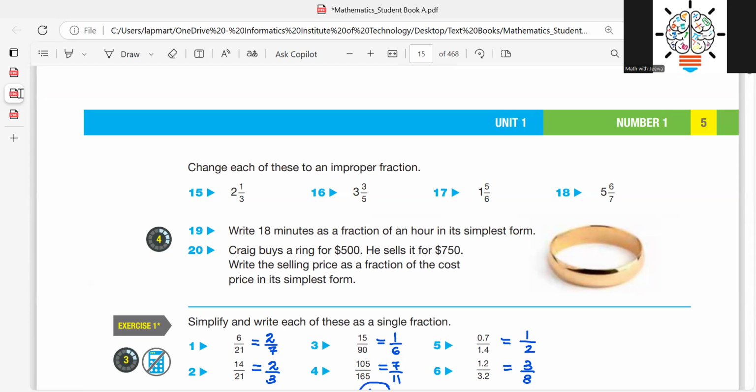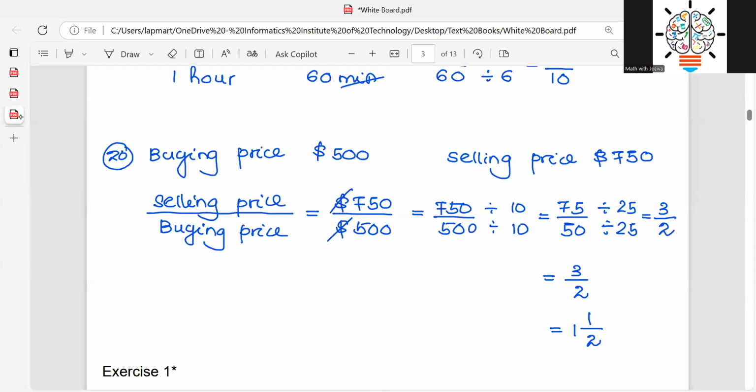At that moment when you're buying it, it's a cost for you. Later you sell it and take a profit. That's a different story. But initially it's a cost for you, and they are asking us to write the selling price as a fraction of its cost. That means a buying price. So then I write selling price is 750 and the buying price is 500.